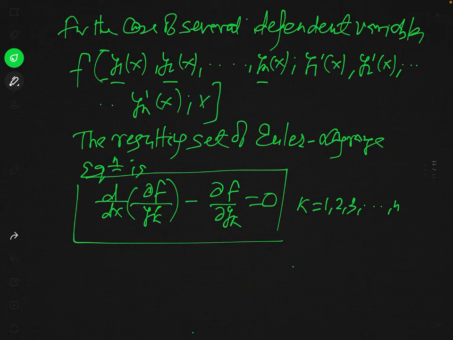If you take k equal to 1, then this will be d dx del f by del y1 prime minus del f by del y1. If you take k equal to 2, the equation will be d dx del f by del y2 prime minus del f by del y2 equal to 0, and so on. In this way, you can write the set of Euler-Lagrange equations when there are several dependent variables.